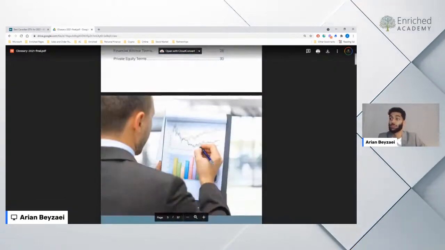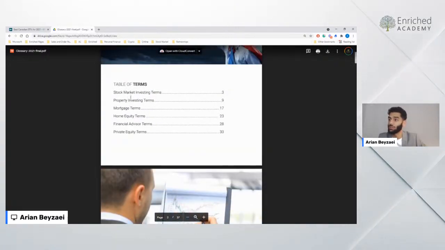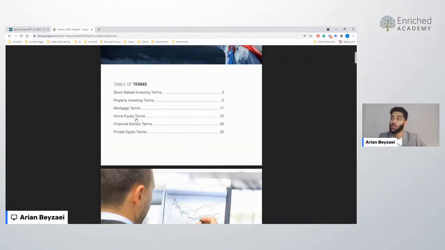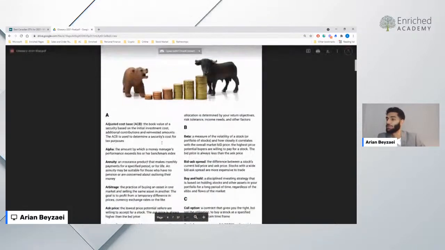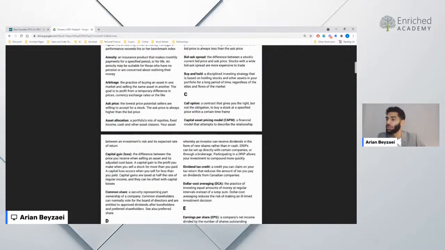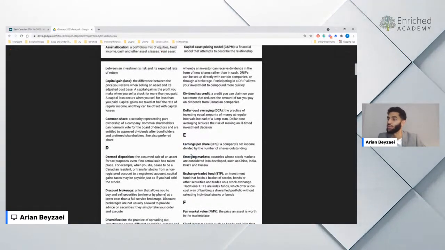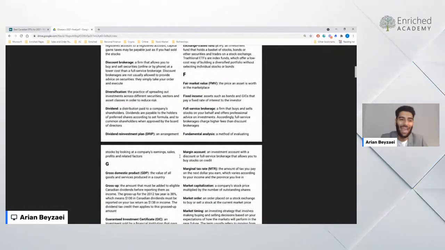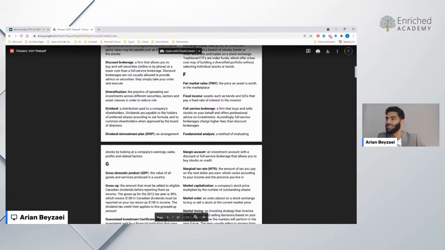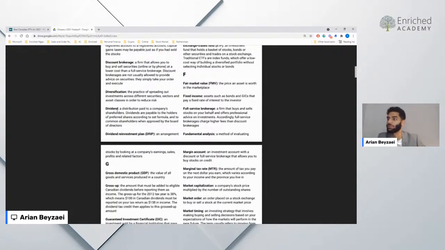So this is a great glossary. You're all getting this for free. There's stock market terms, property investing terms, mortgage terms, home equity terms, financial advisor terms, private equity terms. It's just a glossary of all the terms that you need to know, like capital gains, common share, earnings per share, emerging markets. It's a great, handy resource to have when you come across something while doing your research, like, what does dividend mean? Okay, here's what it means, right?